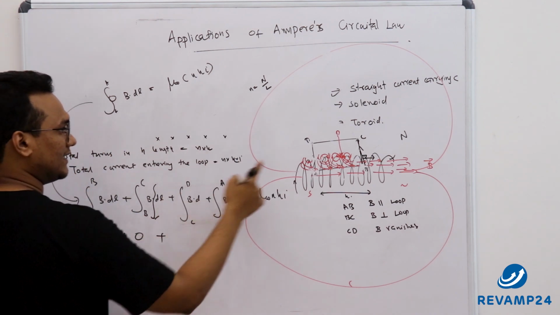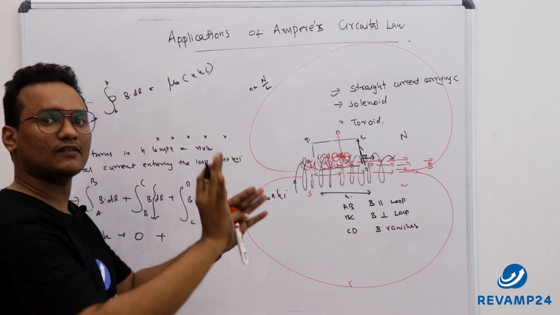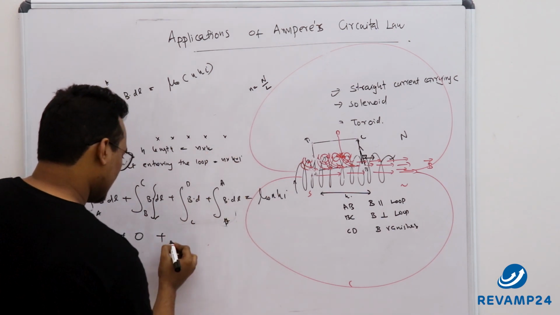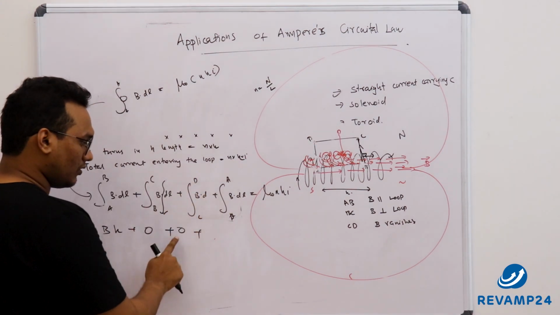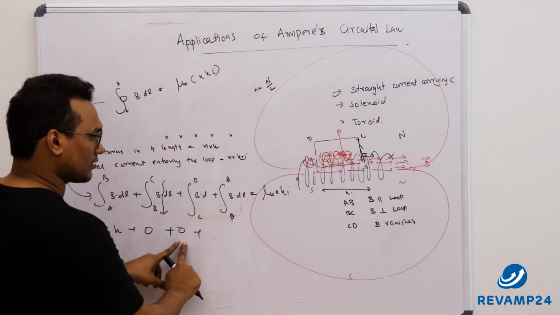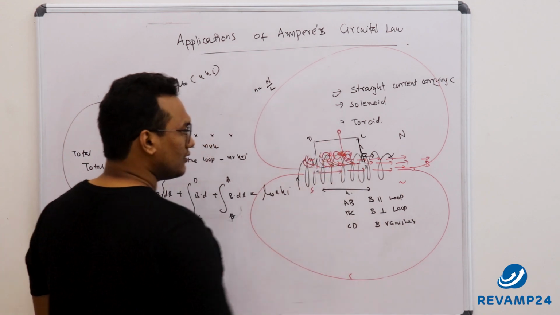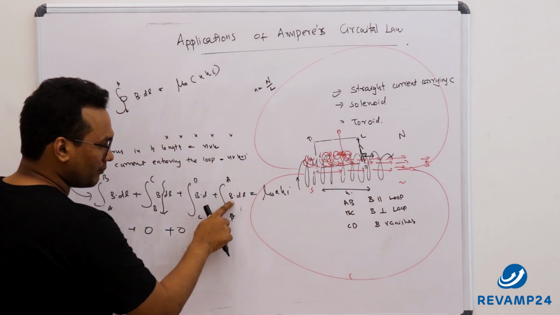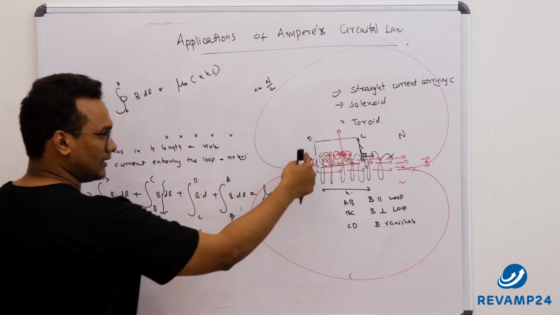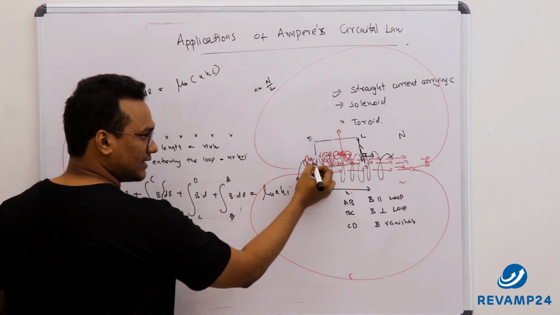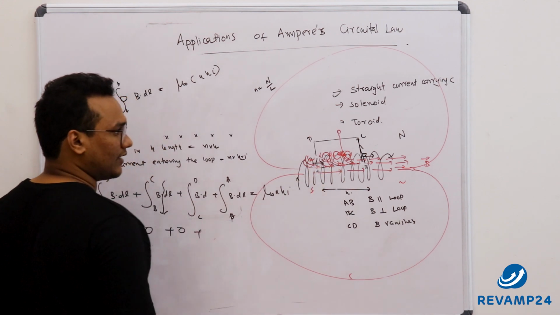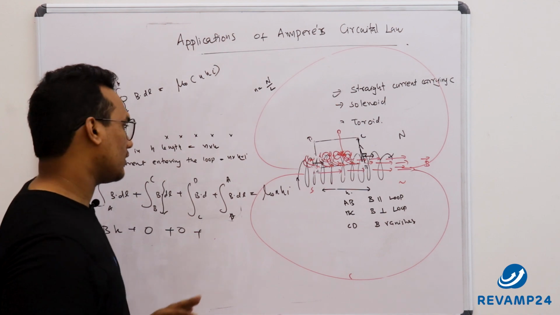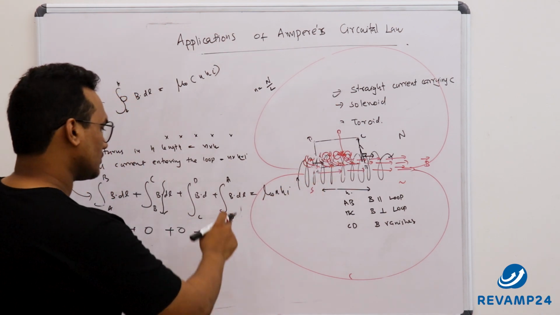Now CD. CD is a region where the magnetic field is not there, so 0 into any value will be 0. So for C to D, we got the value of B dot dl as 0. The reason was that from C to D the magnetic field is 0. Now from D to A, B dot dl. Here we have a magnetic field, but the length element dl is perpendicular to the direction of the magnetic field. So this one is 0.